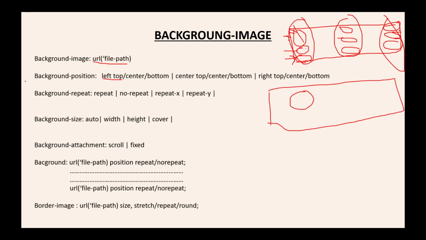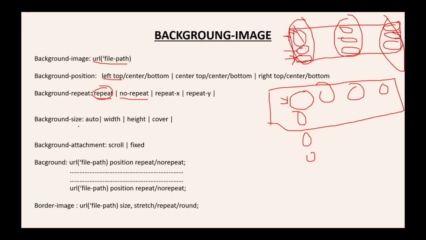And there are multiple options. Repeat means it will repeat. No repeat means the image will appear only once. But repeat-x, the image only repeats horizontally, and repeat-y, the image only repeats vertically. Repeat is the default for background repeat. If the element size is bigger than the image size, then the image is automatically repeated, right?